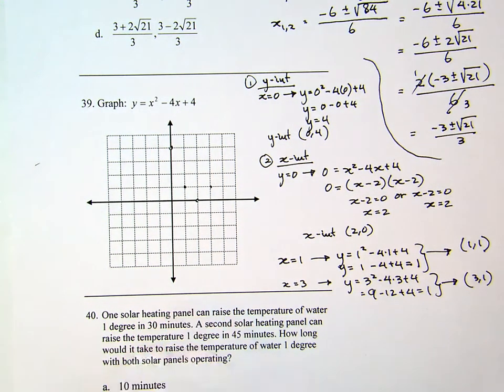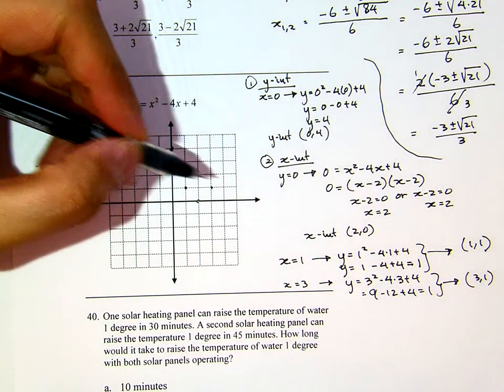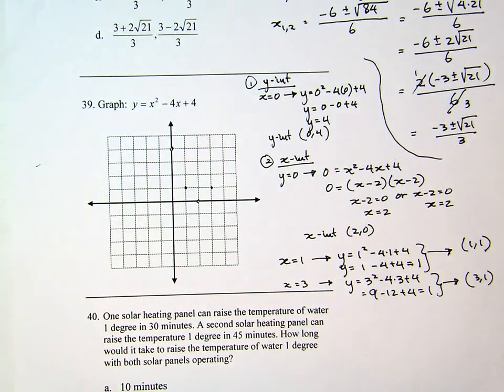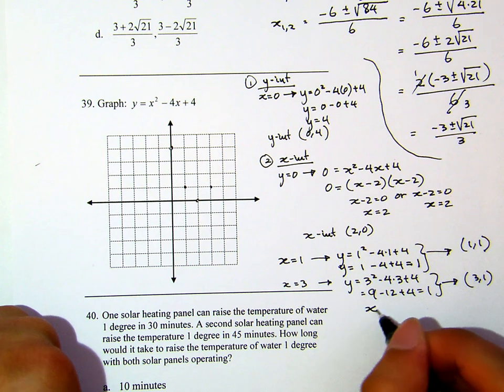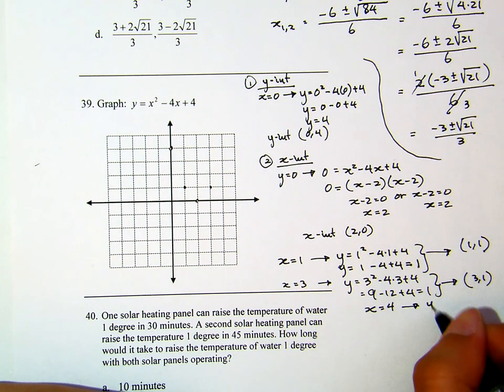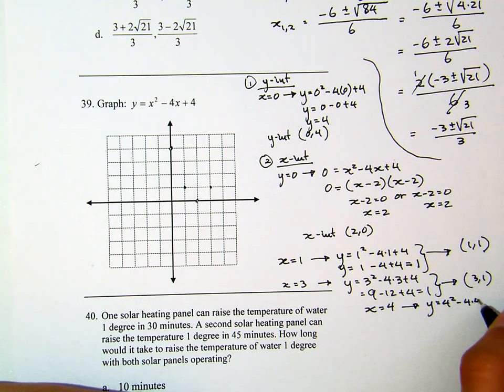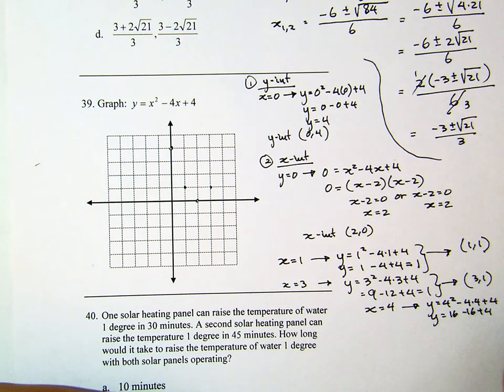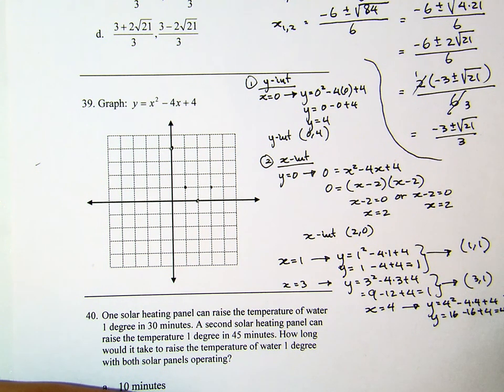Okay, now it seems like we have some pattern. We will expect that when x equals 4, you can check what happened to the y. You will see that y equals 4: 16 minus 16 plus 4. So the coordinate is (4, 4). Okay.